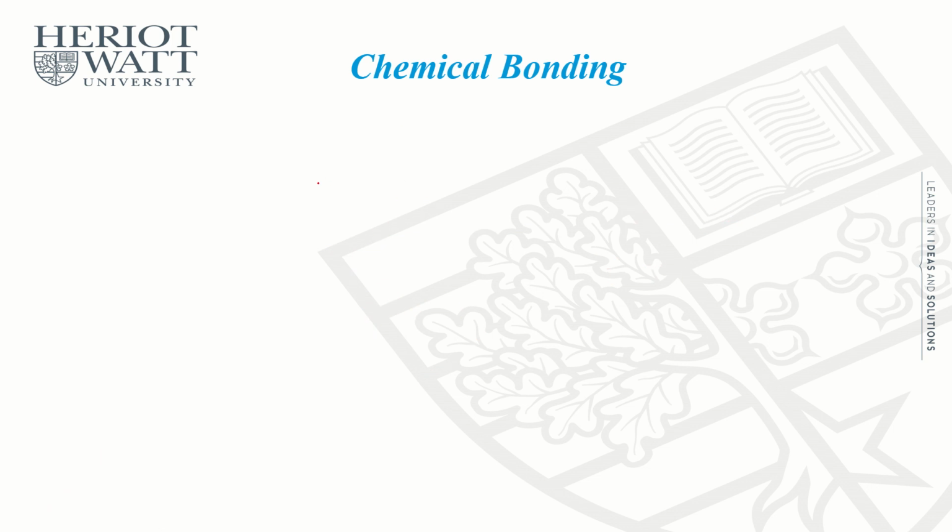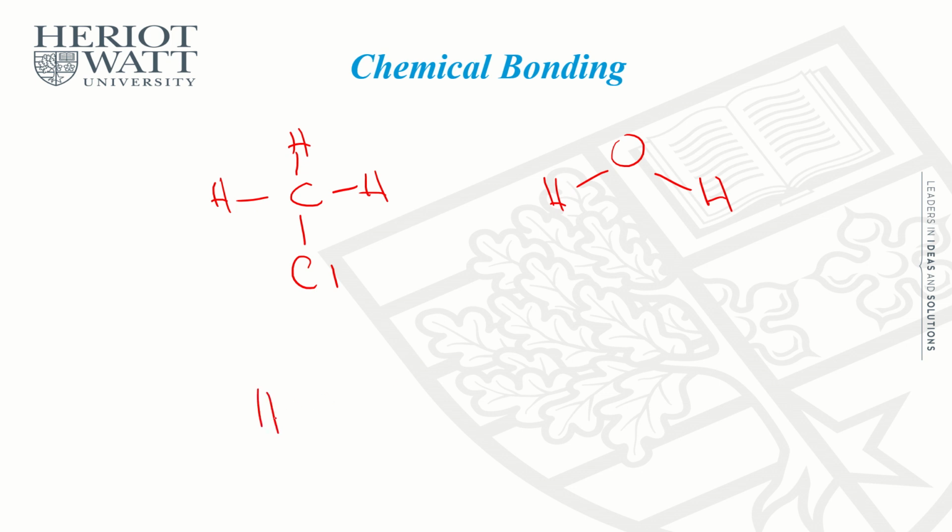Let's say, for example, I have CH3Cl, and then I have an H2O molecule, and then I have HF, and then I have H2. All of them are covalent molecules, with covalent bonds within them in a molecule.